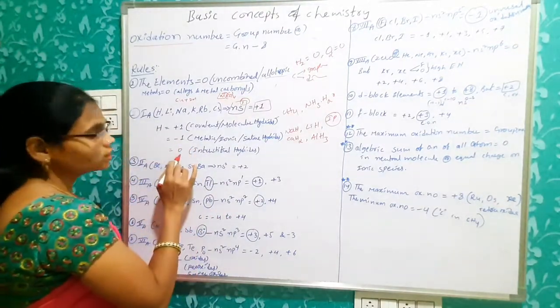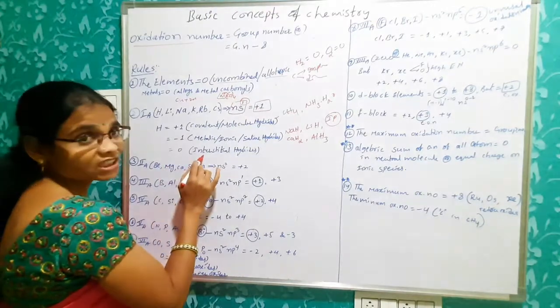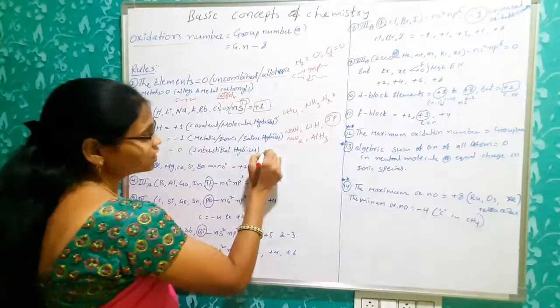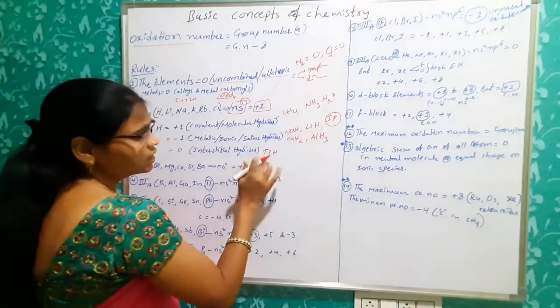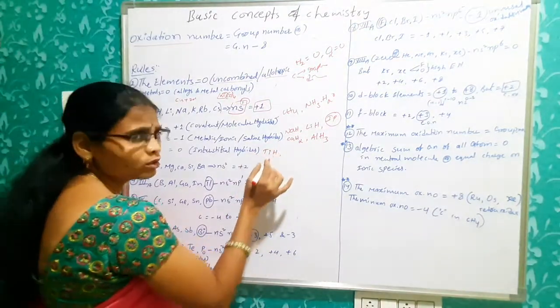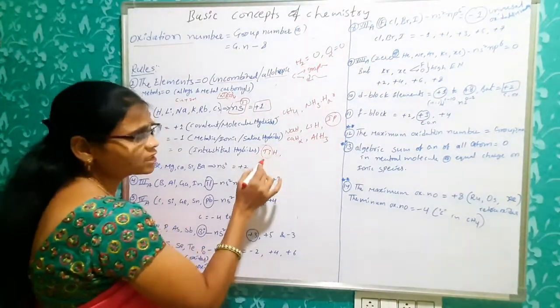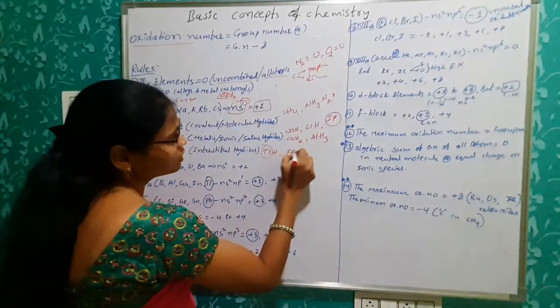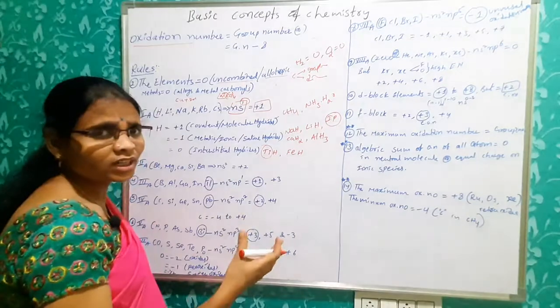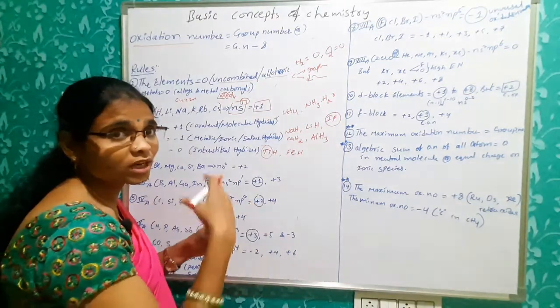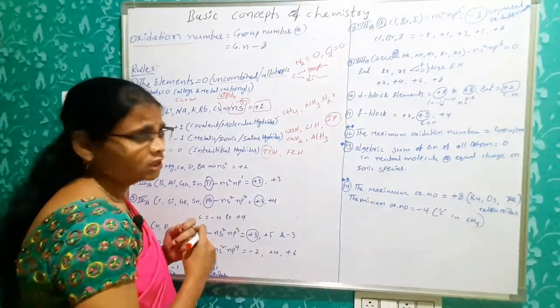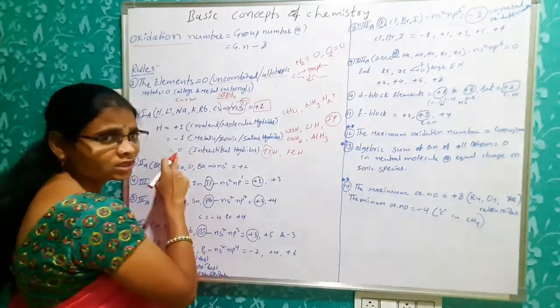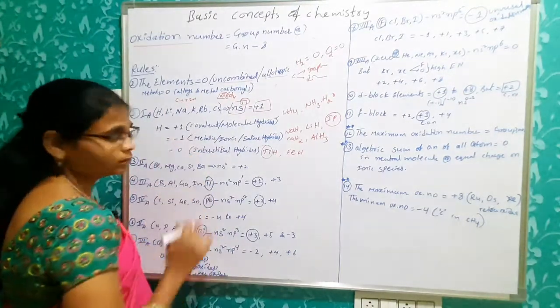It also shows 0 oxidation number in interstitial hydrides. In interstitial compounds, hydrogen occupies the interstitial spaces of the metals. So there is no bond between them, and no loss or gain of electrons. That's why in interstitial compounds hydrogen shows 0 oxidation number.